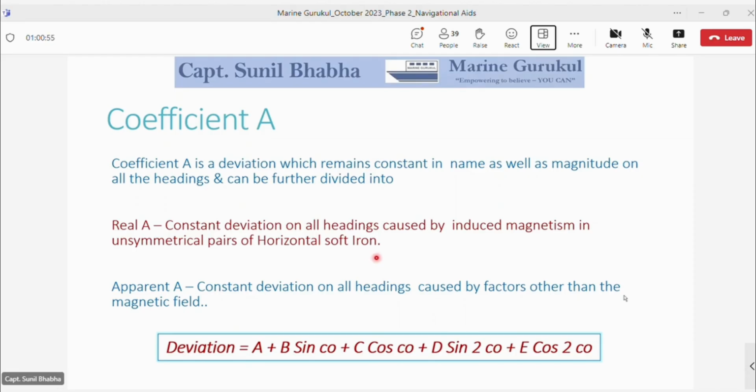I will explain this to you in detail by showing this kind of structure in the diagram. So for now, just understand it is caused by induced magnetism in unsymmetrical pairs of HSI, horizontal soft iron. So the cause of real A is the horizontal soft iron on board. The second part is called apparent A. Apparent A is a constant deviation on all the headings, which is caused by factors other than the magnetic field.